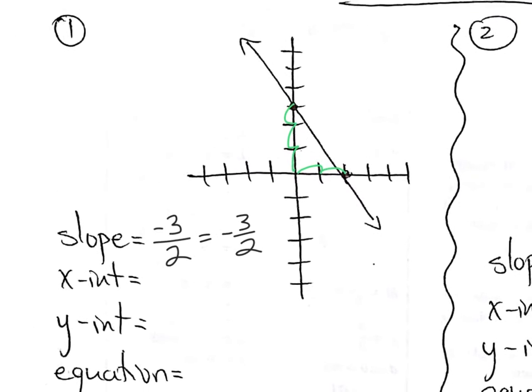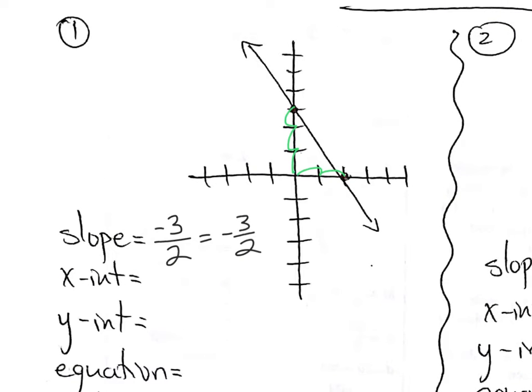And then for the intercepts, the x-intercept is where the line crosses the x-axis, and it crosses at 2. So we can say that the x-intercept is 2. For the y-intercept, this is the y-axis, and we're talking about where it crosses. It crosses at 3, so we could say the y-intercept is 3.